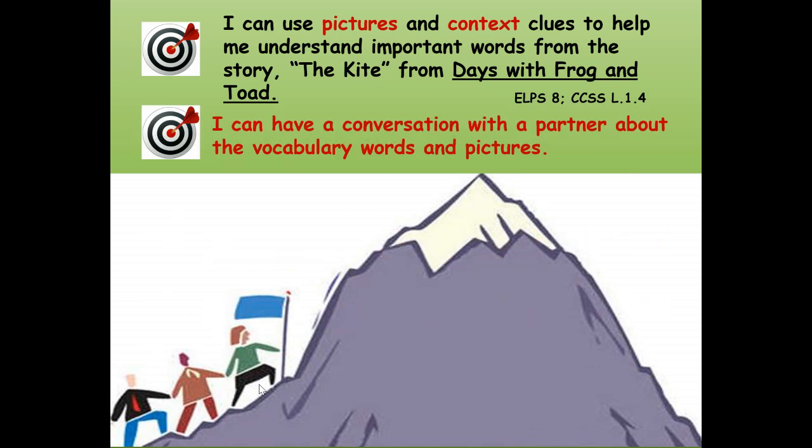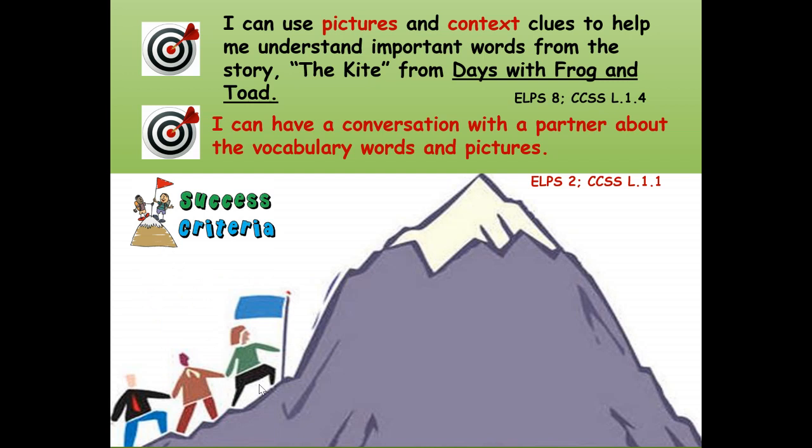If you have a partner at home, here's our second learning target. I can have a conversation with the partner about the vocabulary words and pictures, or you can be my partner. Success criteria. That means how will you be successful at reaching the top of our learning mountain and reaching our learning target? So here's the steps for success.